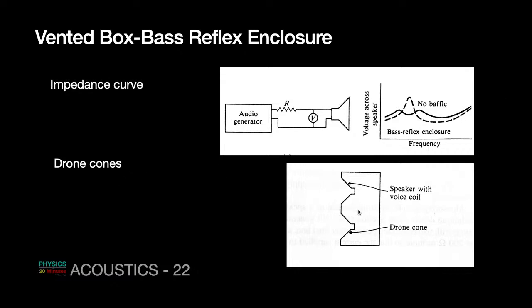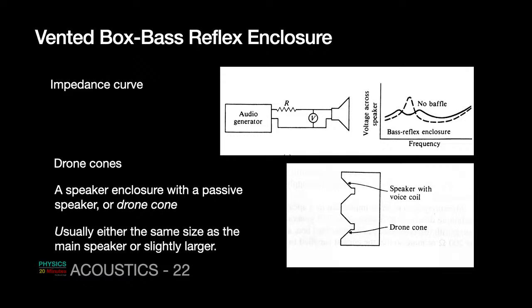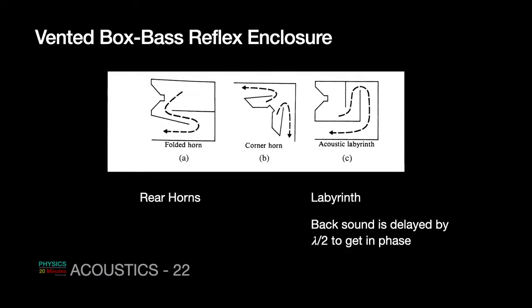Drone cones are interesting. Instead of using a vent, we use a dummy speaker over here, just a speaker cone without any circuit. This is a real speaker, it produces a front wave and a back wave. The back wave hits the dummy speaker, which starts vibrating and then produces sound output. Sometimes it is also kept large so that it can produce very good low frequencies. So that's what we call drone cone speakers.